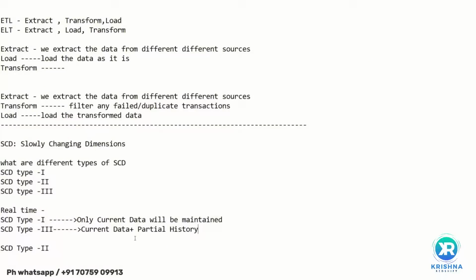Of course, banking will maintain current data plus partial history, plus of course full history also. That is SCD type 3. SCD type 3 will have current data plus full history.